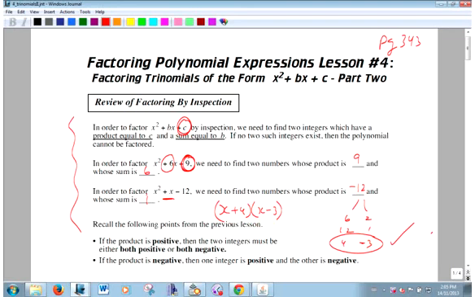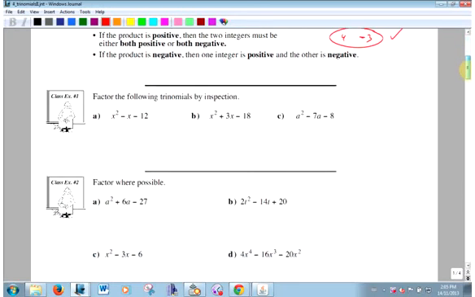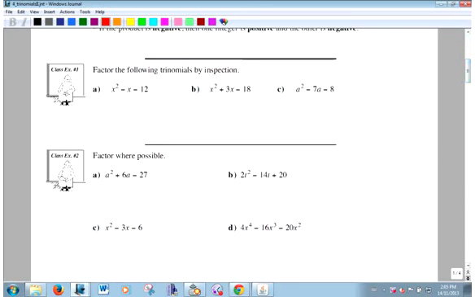Before you go on to the next question, what are we going to do? We're going to check it. We're going to FOIL it. Okay? All right. Just a couple examples. Factor. By the way, this is called by inspection. All right? I'll say that when it really matters.